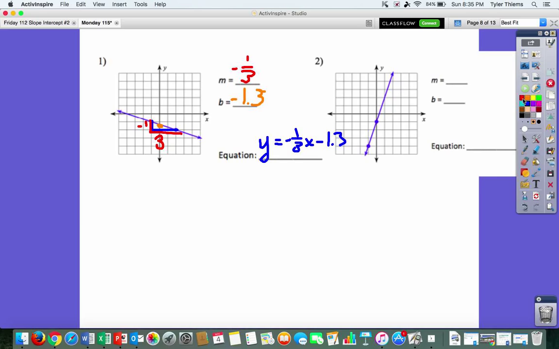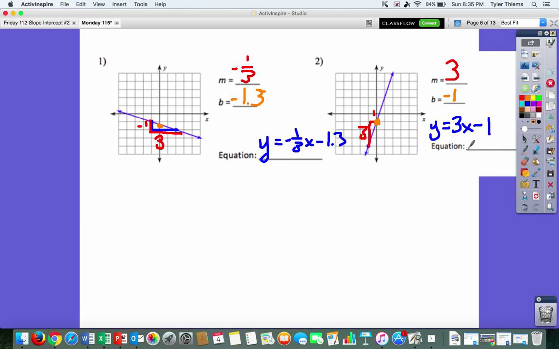Let's look at number 2 then. Number 2, the rise over the run. Rise is 1, 2, 3. Run is 1, so that's our slope of 3. Our y-intercept in this case, where the line crosses the y-axis, is right there at negative 1. So then our equation would be y equals 3x minus 1.